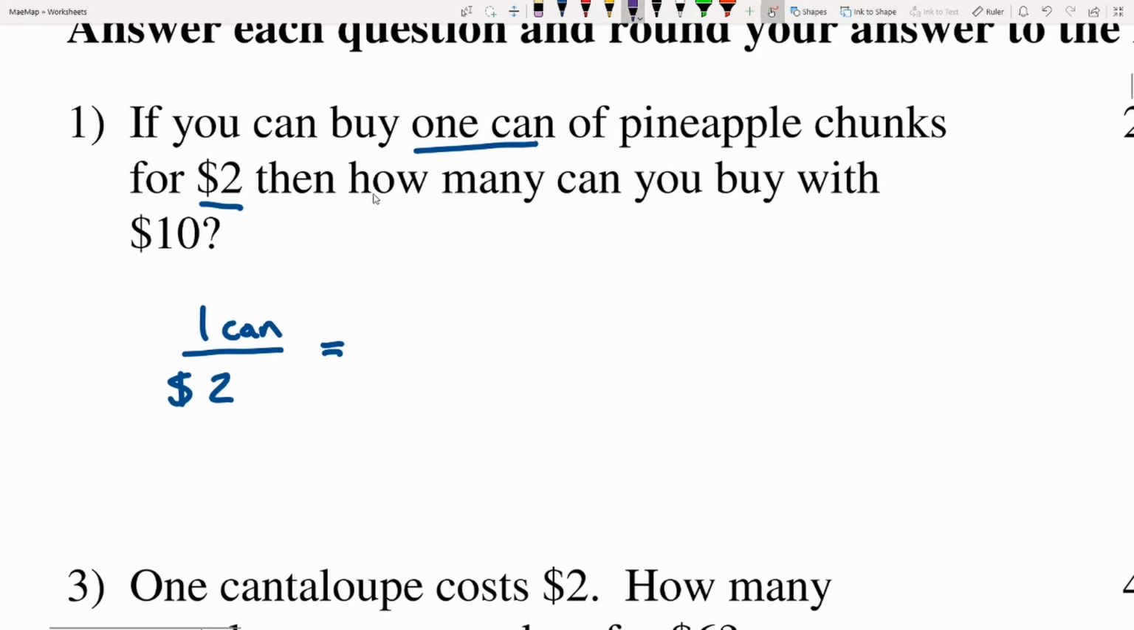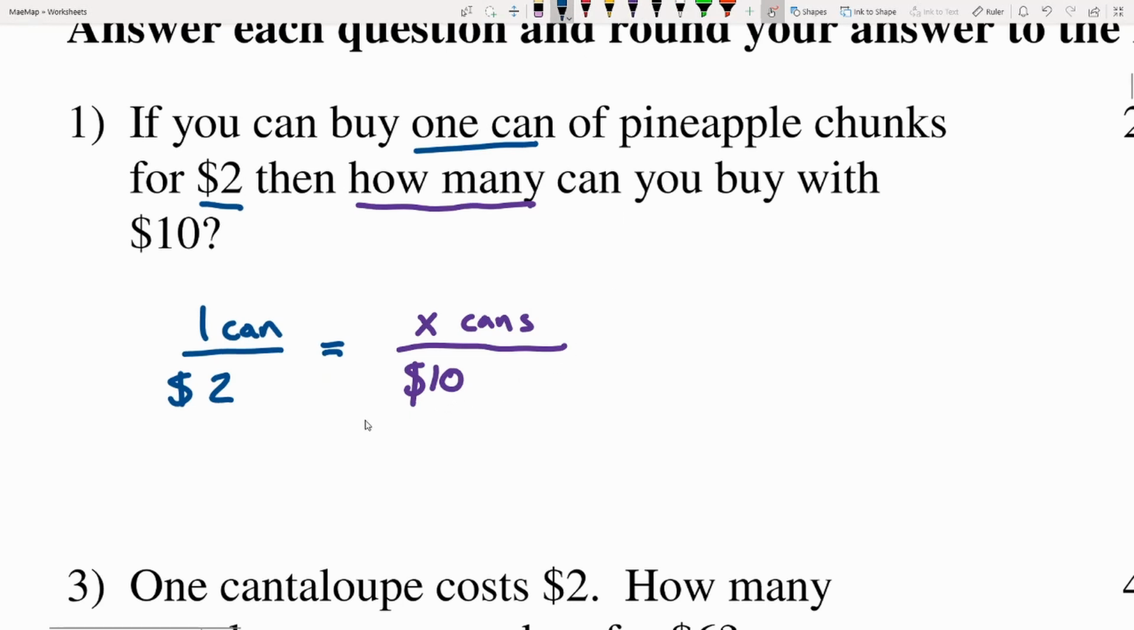Because this is asking us how many, let's make that a variable. Let's make this variable x. So x cans, that's the number of cans we can get with $10. So we'll put $10 in that denominator. Now we'll just solve this like any other proportion.